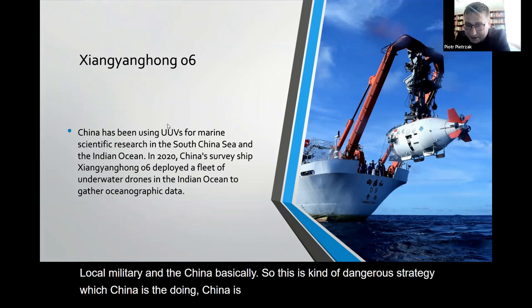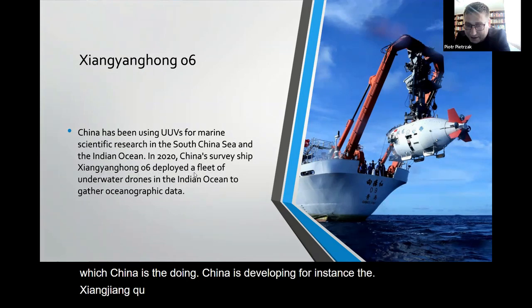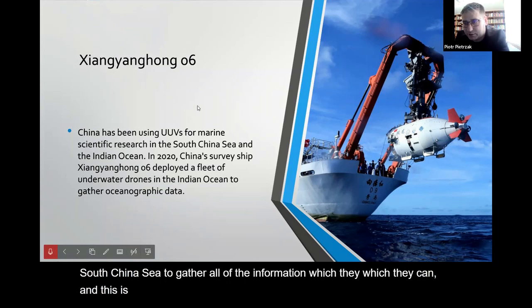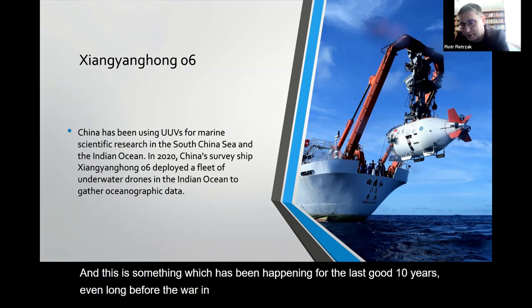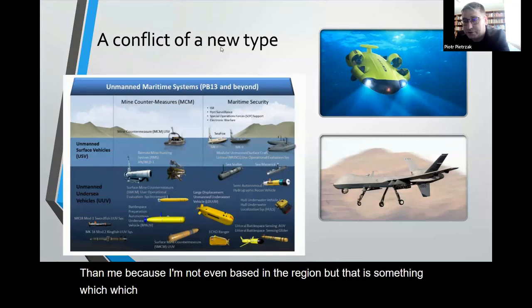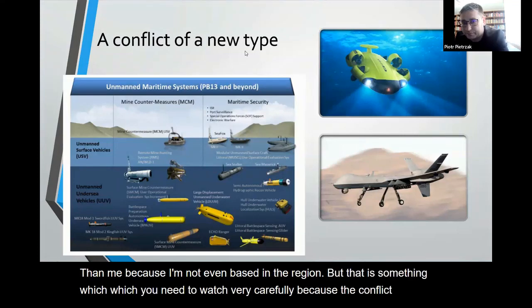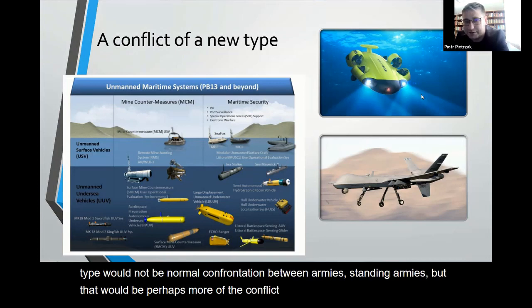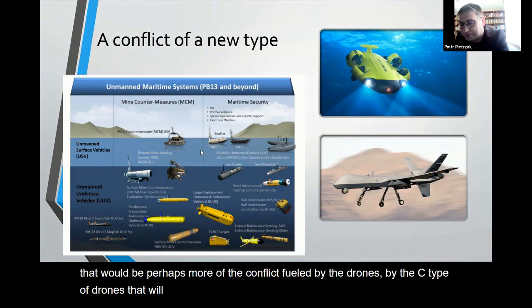China is developing, for instance, the Yangjianghu 06, the fleet of underwater drones in the Indian Ocean and in the South China Sea to gather all of the information which they can. And this is something which has been happening for the last good 10 years, even long before the war in Ukraine. And surely, guys, you are more aware about the intricacies of the situation than me, because I'm not even based in the region. But that is something which you need to watch very carefully, because the conflicts of the new type would not be a normal confrontation between armies, the standing armies, but perhaps more of a conflict fueled by the drones, by the sea type of drones that will fight for resources.